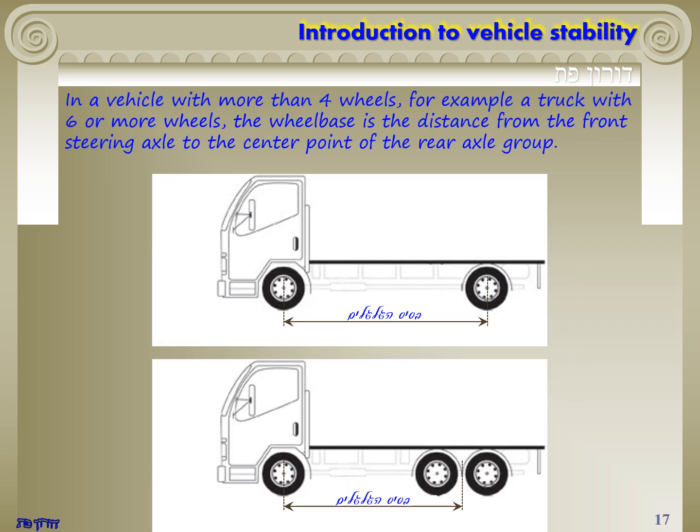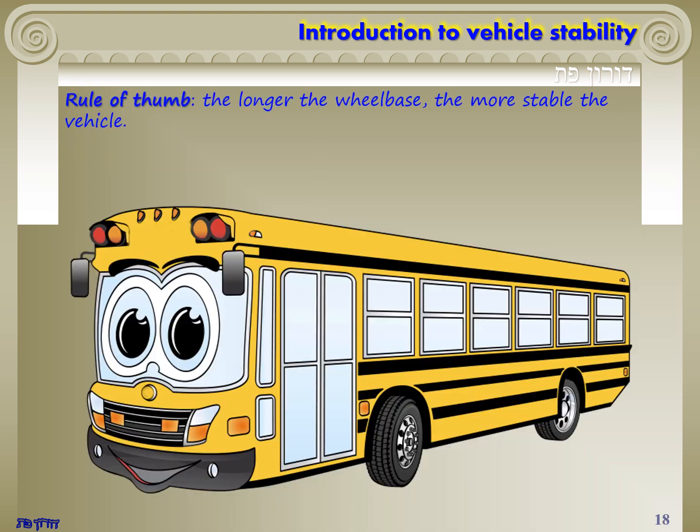In a vehicle with more than four wheels, for example a truck with 6 or more wheels, the wheelbase is the distance from the front steering axle to the center point of the rear axle group. Rule of thumb: the longer the wheelbase, the more stable the vehicle. Also, the wider the width of the trace, the more stable the vehicle.